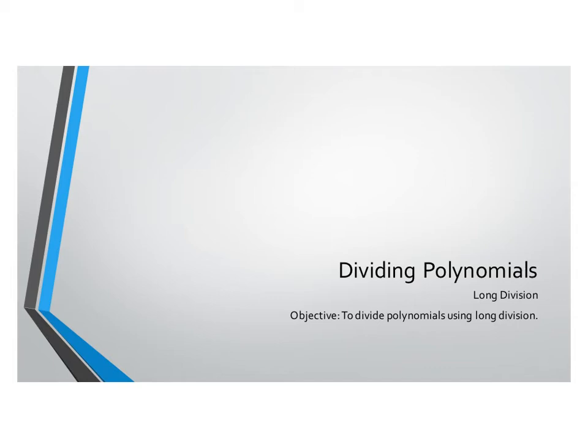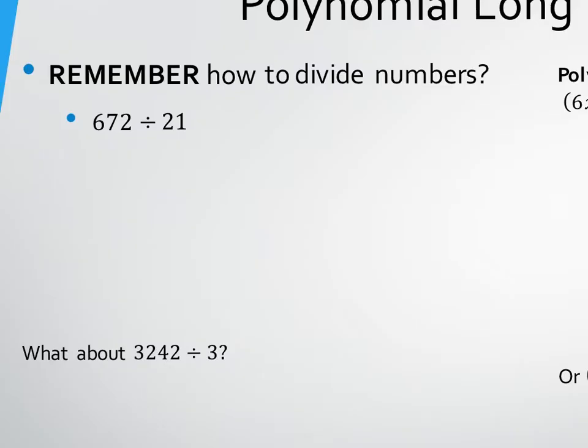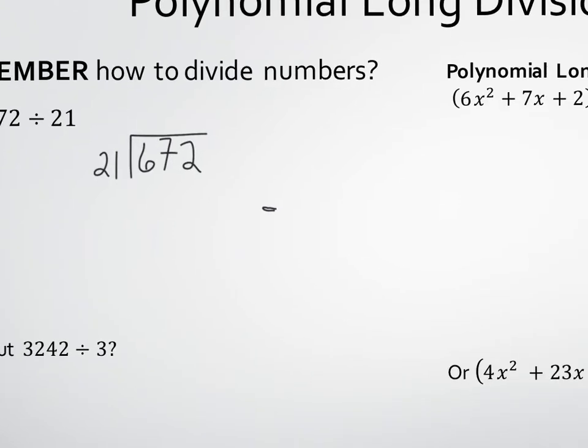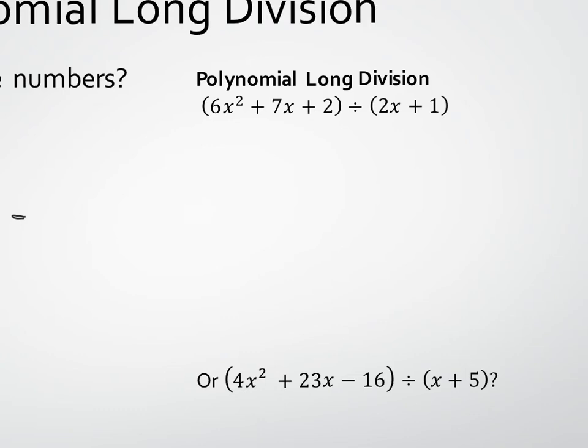Today you're going to divide polynomials using long division. So let's go back to the day when we divided numbers using long division. Remember that first number we see, that 672, it's going to go in your house. So we're going to start off with 672 divided by 21. When we do long division with a polynomial, we're going to do the exact same thing.